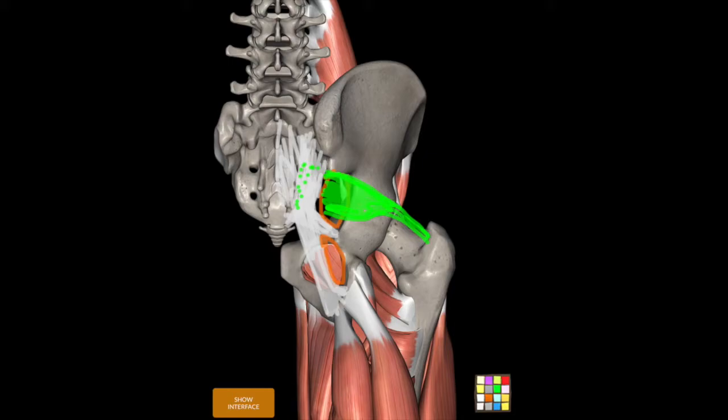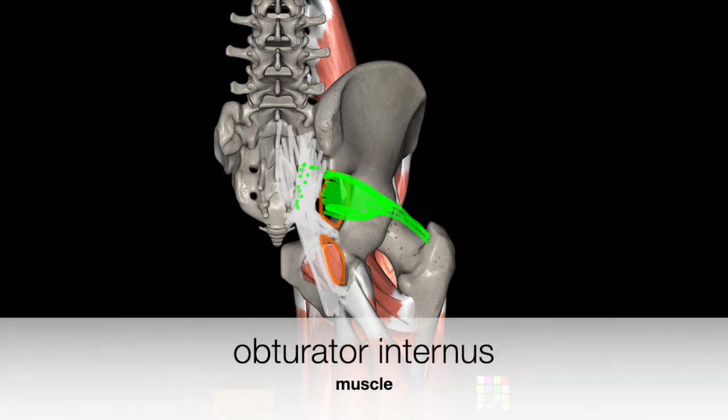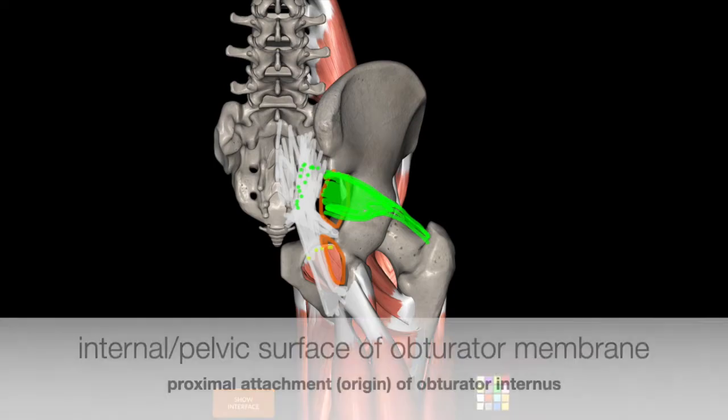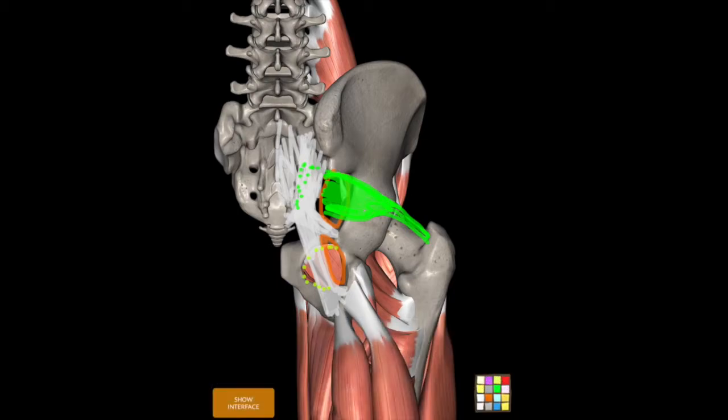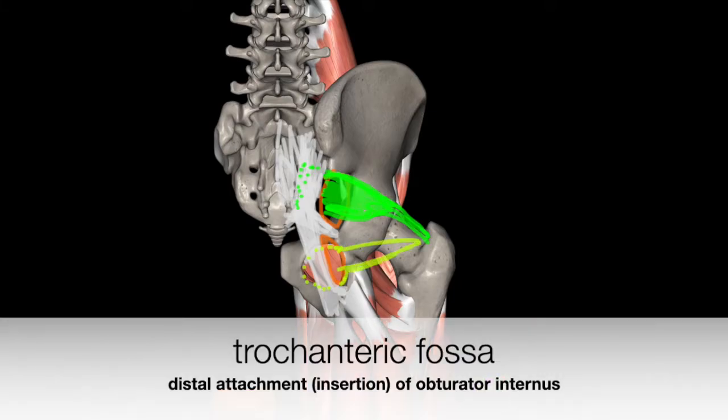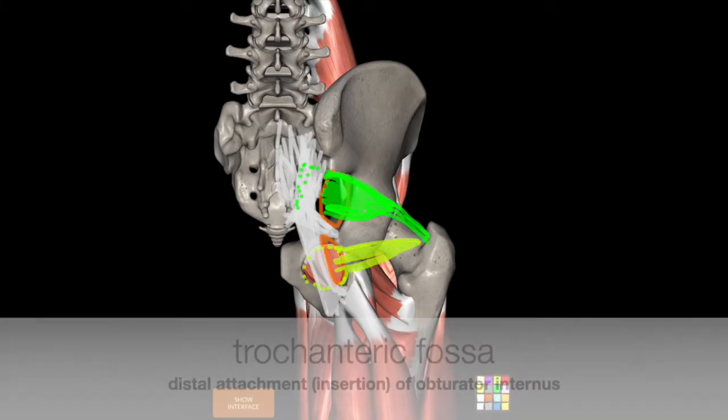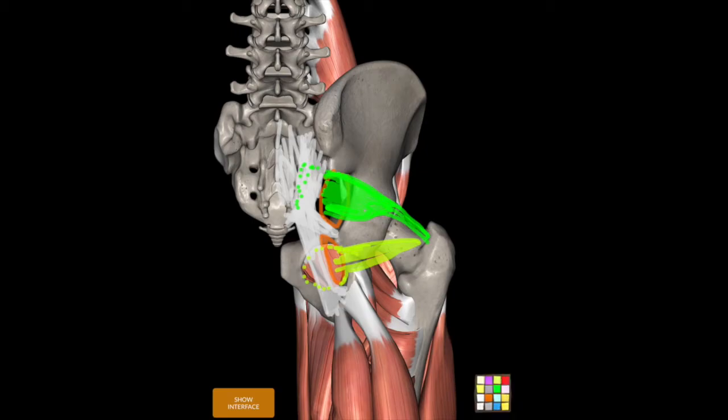Below piriformis, emerging from the lesser sciatic foramen, is another muscle that has its proximal attachment inside the pelvis, which is obturator internus. It comes from the internal surface of the obturator membrane and travels initially backwards towards us in this picture, and then sharply turns around and exits the pelvis through the lesser sciatic foramen to attach also into the trochanteric fossa region. This is obturator internus. There's an obturator externus, which we'll see later.